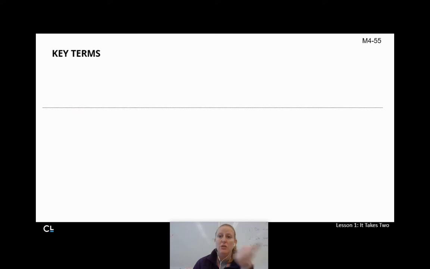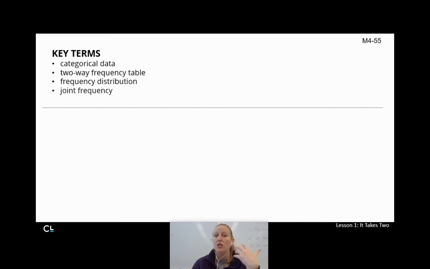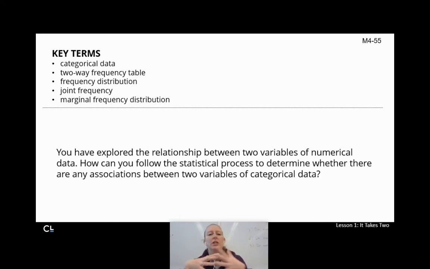We do have a bunch of key terms: categorical data, two-way frequency table, frequency distribution, joint frequency, and marginal frequency distribution. Wow, it's a lot of terms, but we're going to be tackling those as we go throughout all of this stuff. So you've explored the relationship between two variables of numerical data, right? Comparing the numbers of two sets of data, no problem. But how can you follow the statistical process to determine whether there are any associations between two variables of categorical data? So let's see if we can get the idea of what I mean about categorical data.